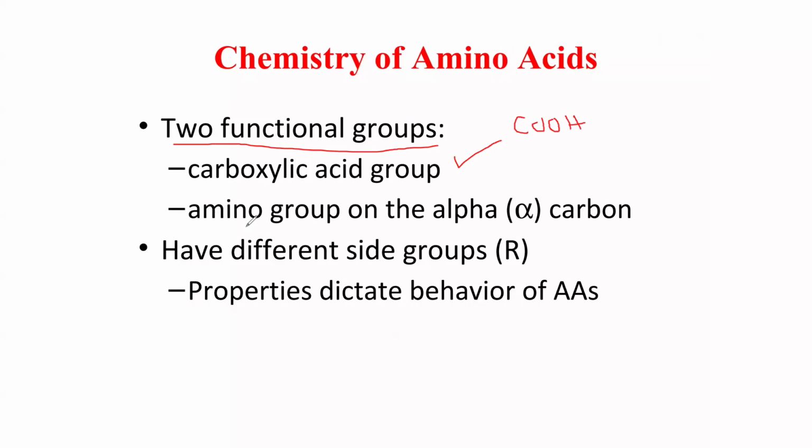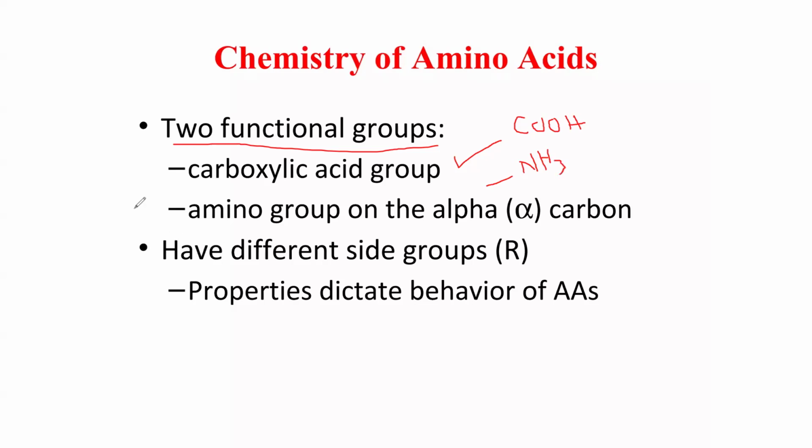Then we also have the amino group. The amino group is another class of functional group that is found in amino acids, and it is also present on the alpha carbon. The amino group is NH3.